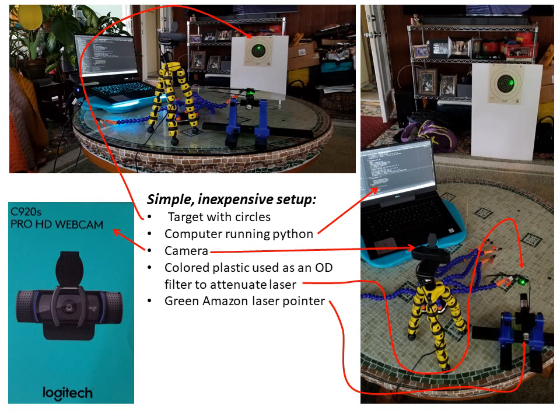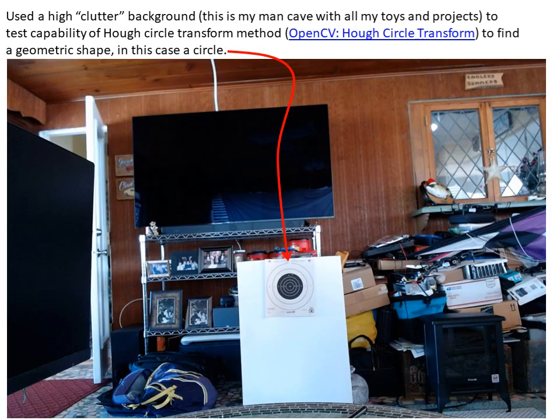And there is a simple target usually used in target practice, target shooting. You notice this is a very high clutter environment. So I used a high clutter environment. It's actually my man cave where I play with my toys and my projects to test the capability of the Hough circle transform method to find simple geometric shapes. In this case, a circle.